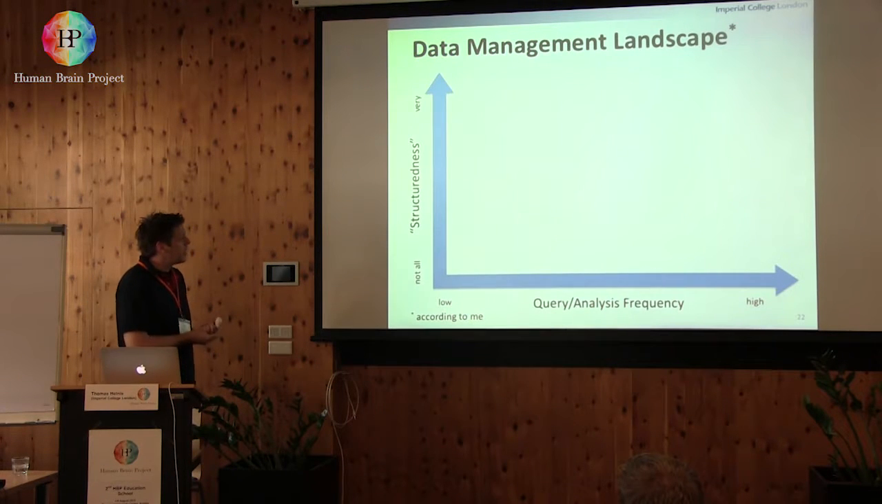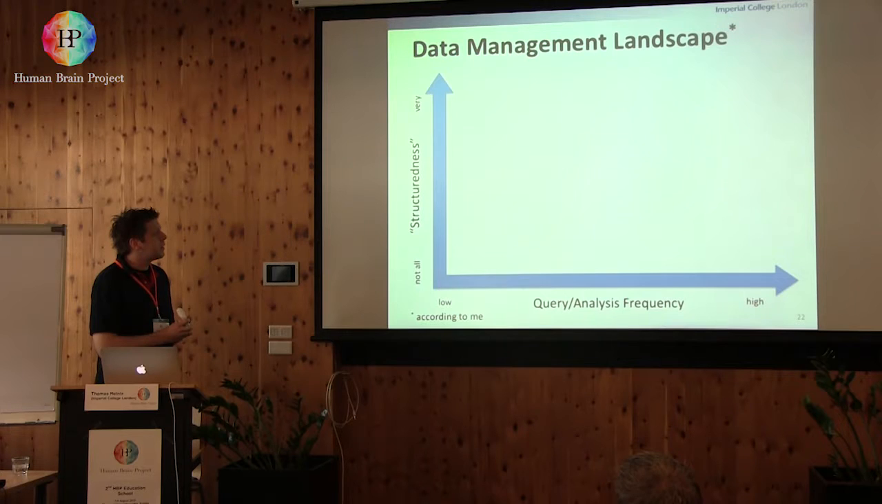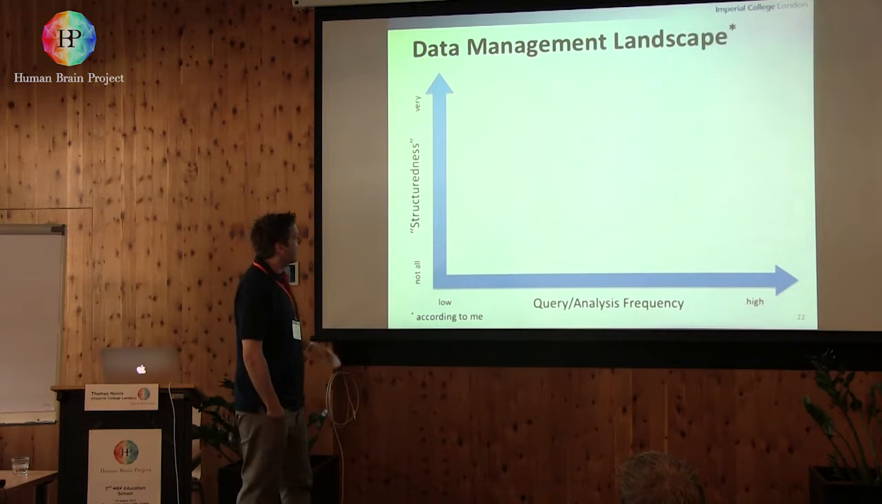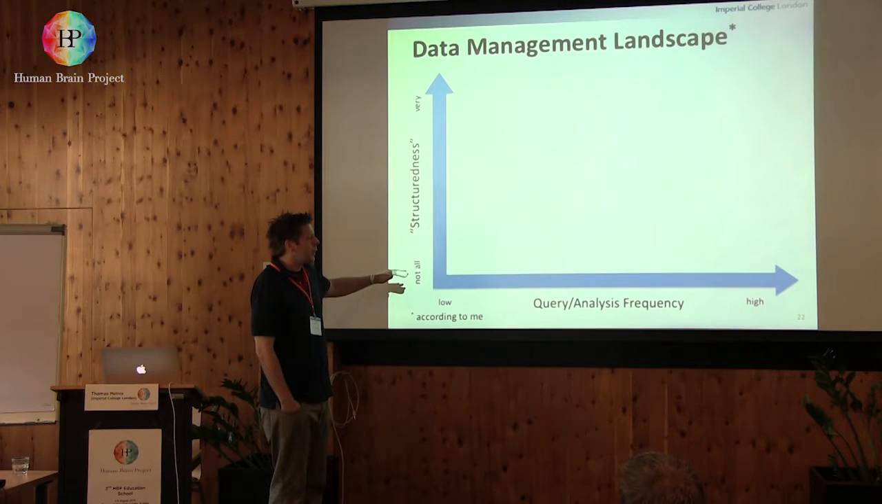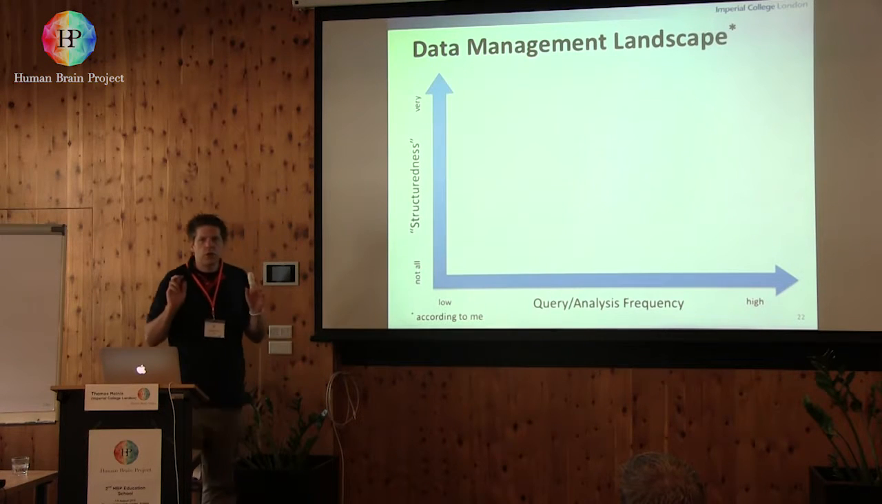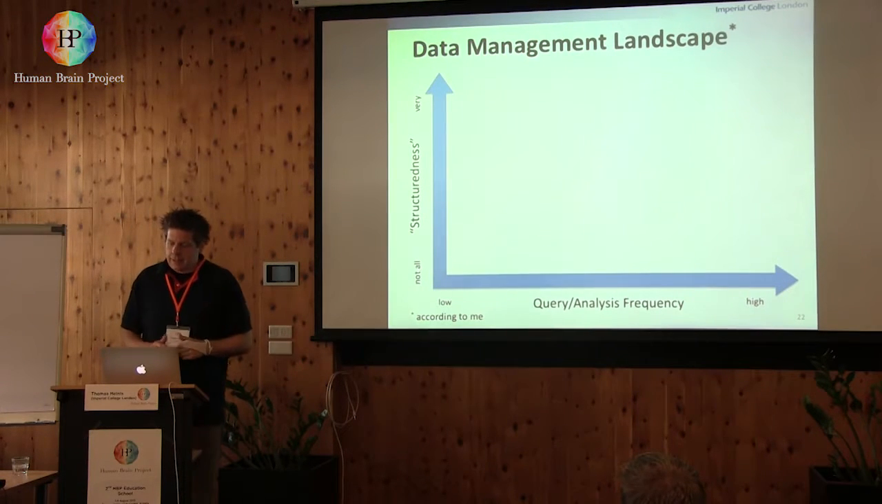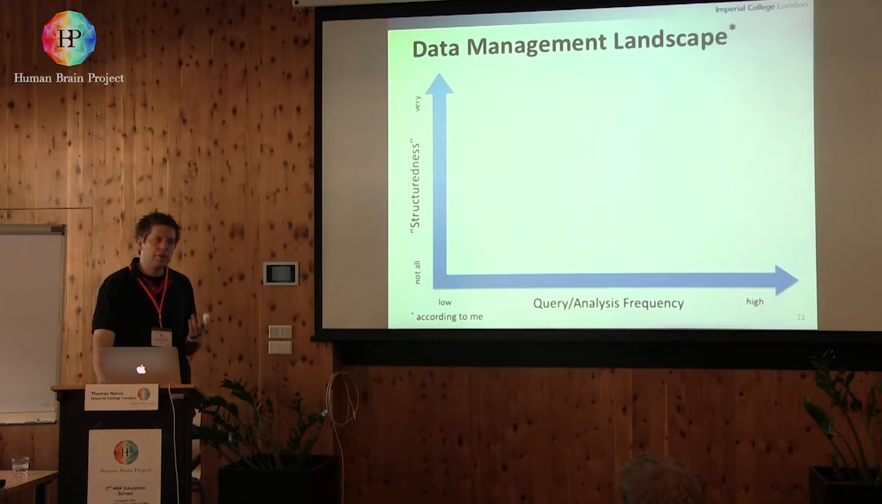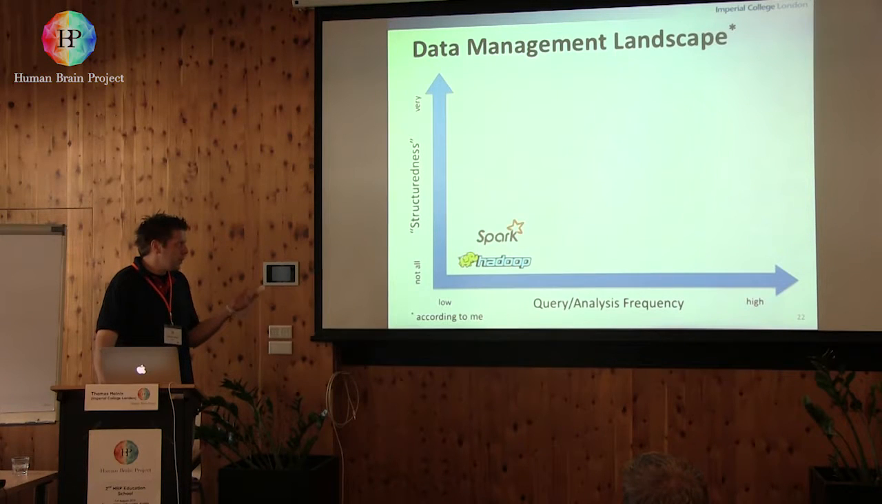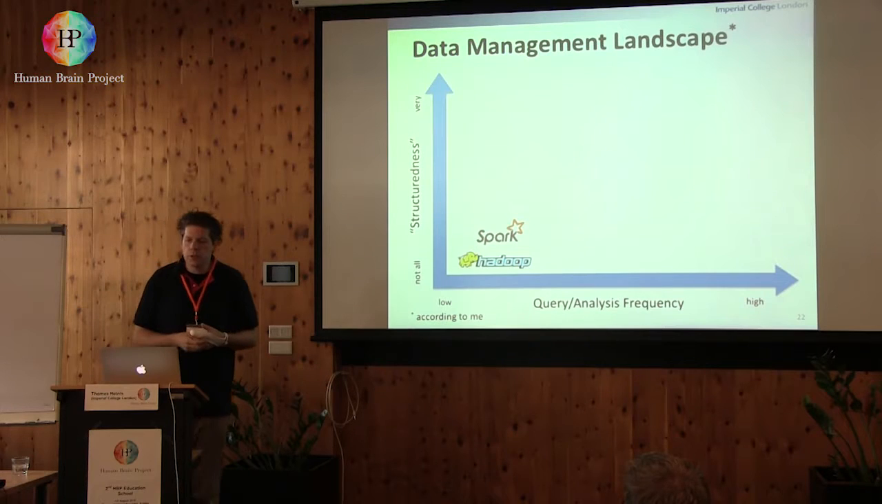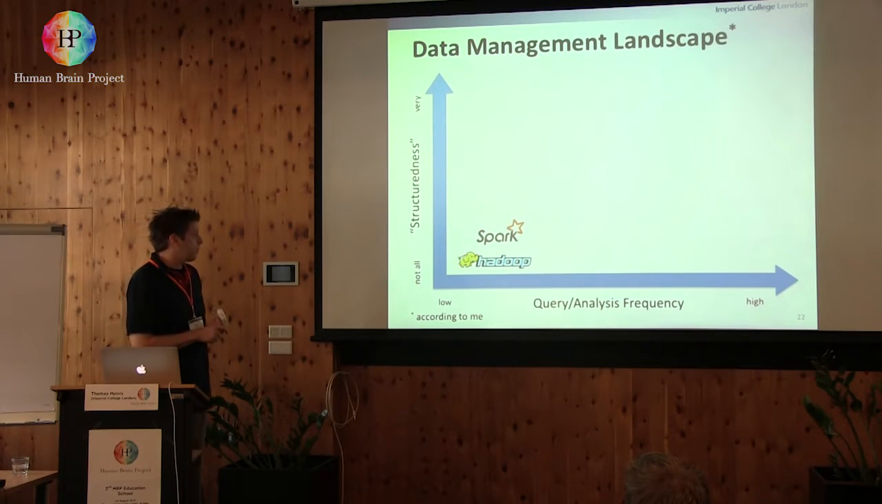So I try to show the data management landscape. You can do this in arbitrary ways. I use the x-axis for the query analysis frequency, and on the y-axis what I call the structuredness, how structured your data is. The way I would look at this is, if you have very few queries, very few analyses that you want to run, and you have just arbitrary files, no structure at all, you may want to use Hadoop. That makes sense because you implement the MapReduce code yourself. It will read the files in which the data is stored. You easily do that, right?